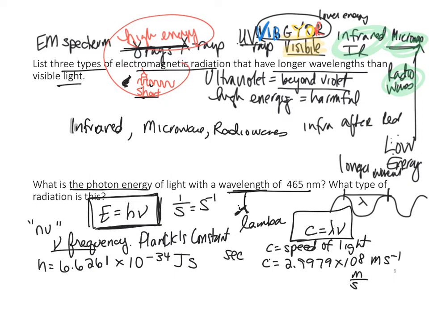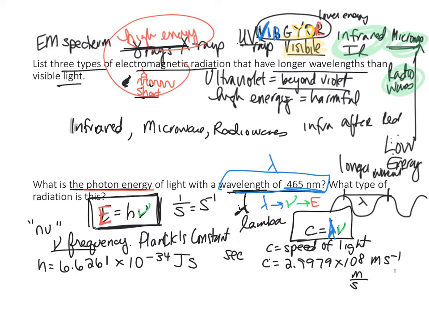Now, in this problem, we're given a wavelength of 465 nanometers. So that is lambda. We're given lambda, and the question wants photon energy. It wants E. So we have to go from the wavelength to the frequency, nu, and then we can put it in the formula to get the energy. So we're going to have to use two equations.